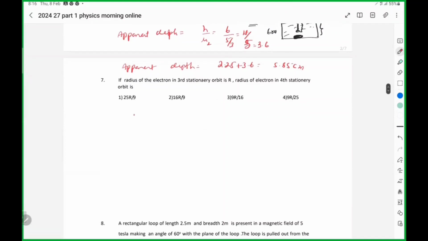Here, the radius of the electron in the third stationary orbit. The relation between radius and orbit is that Rn is proportional to n square. So R1 by R2 is n1 square by n2 square. In the third orbit, its radius is r. In the fourth orbit, what will the radius be? So R2 will be 16 r by 9.